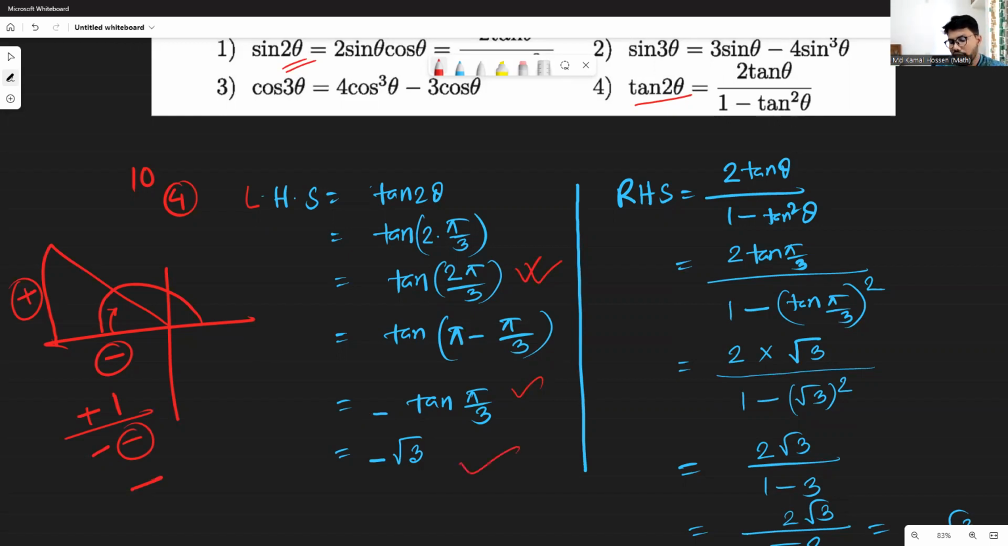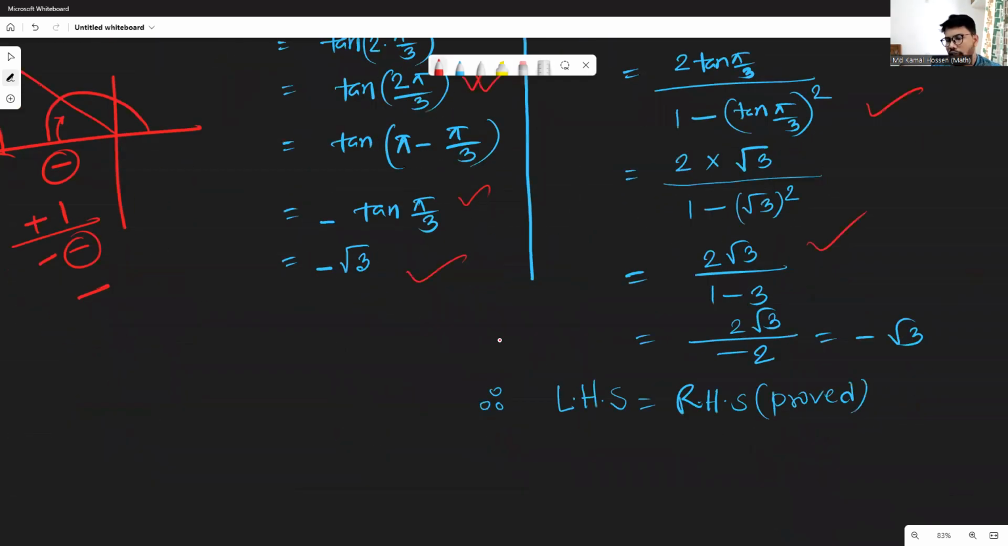So now put the value pi by 3, which means 60 degrees, giving root 3. In the same way, put the value of theta on the right side and do the calculation step by step. You will get the same value, root 3. So now the left hand side equals the right hand side.